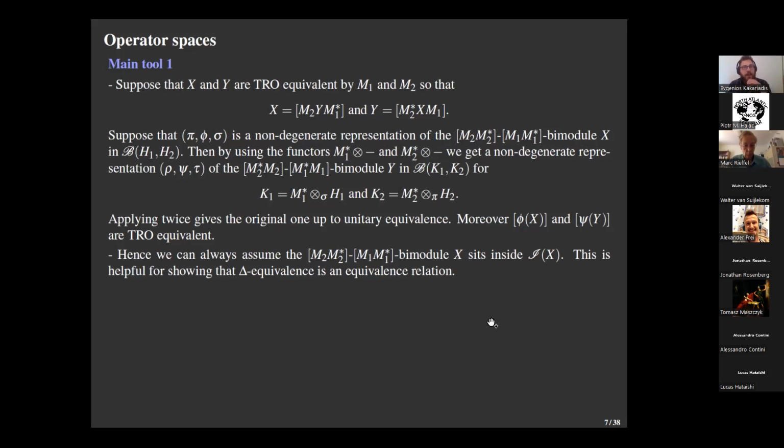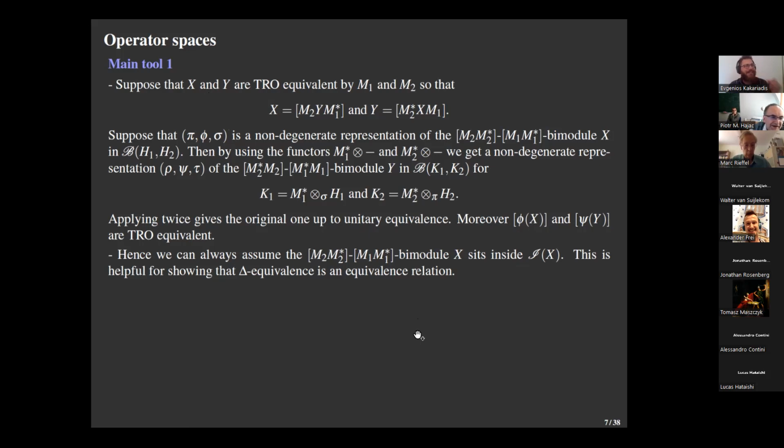Okay. In the same way that you would do it for C*-algebras. Nothing changes, and you basically use the fact that you have a TRO. In fact, in this way, you can induce also representations of M1 and M2. And in that way, from TRO equivalent X and Y, you can pass to TRO equivalent phi X and psi Y. Piotr, you have a question, yes.